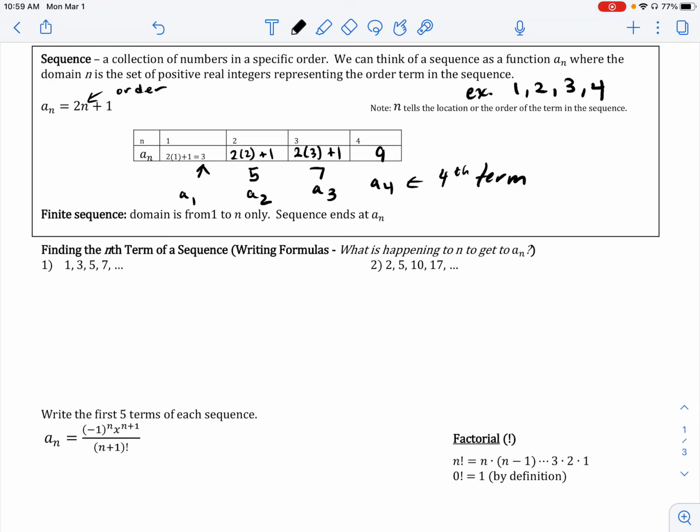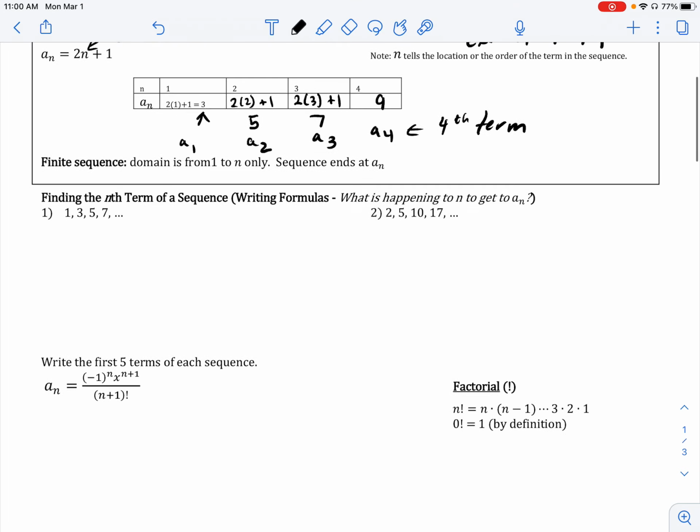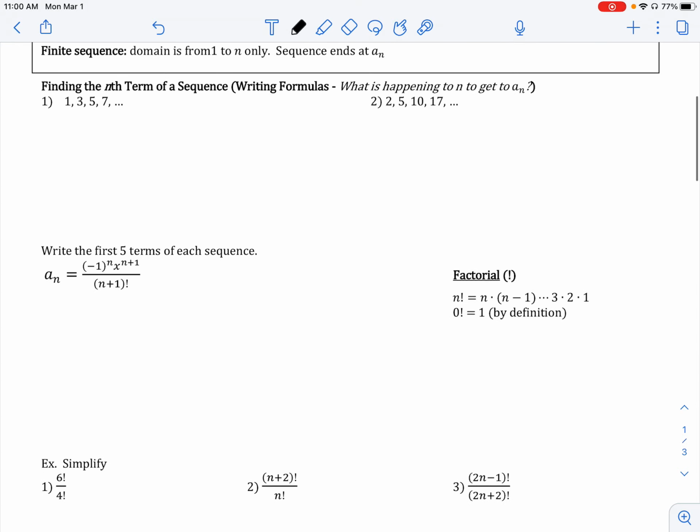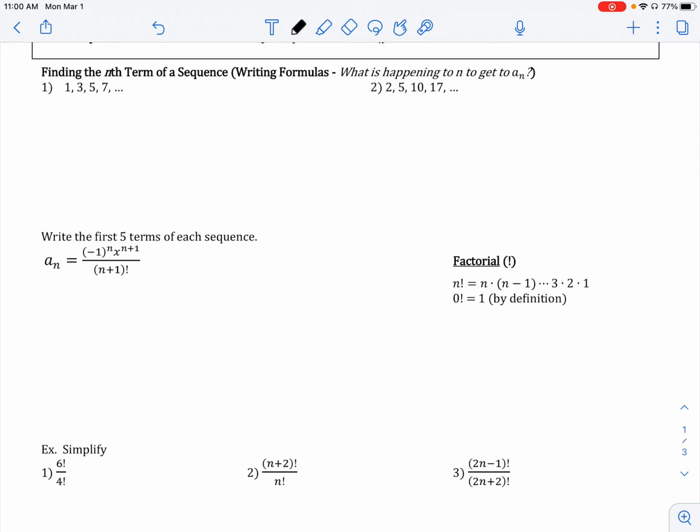Okay? So thinking of sequences as functions will be really helpful for us as we move deeper into our study of what's going on with functions as we get closer to infinity. But before we get too ahead of ourselves, let's just practice writing the nth terms of sequences, which is another way of asking ourselves, what's happening to n to get to a sub n?